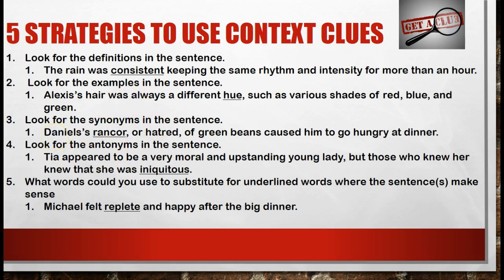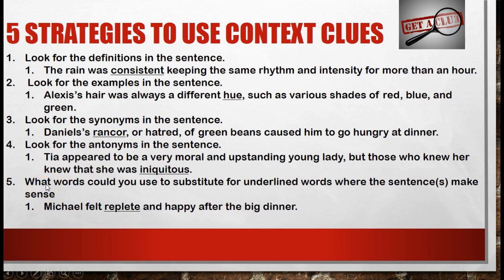All right, and then number 4, it says look for the antonyms in the sentence. Tia appeared to be a very moral and upstanding young lady, but those who knew her knew that she was iniquitous. And we know an antonym is the opposite. And then we know right here where it says but, that's kind of signaling us, okay, it says that people thought she was moral and upstanding, but now we know there comes something opposite. In fact, she was actually the opposite of moral and upstanding. So we can figure out what iniquitous means because we know it's the opposite of moral and upstanding.